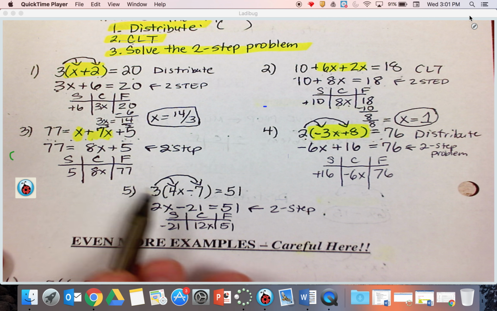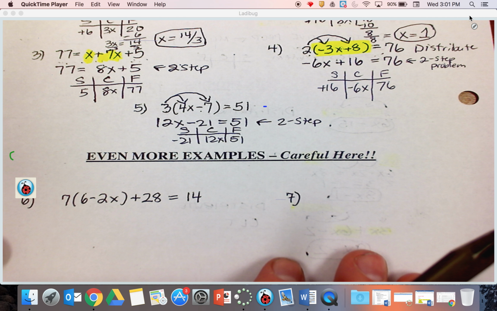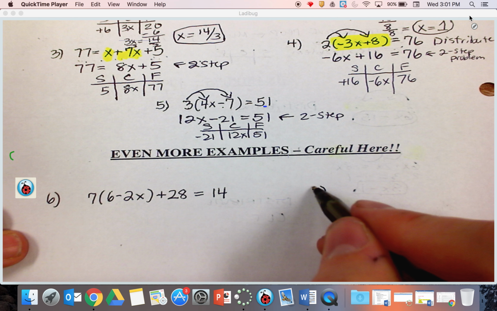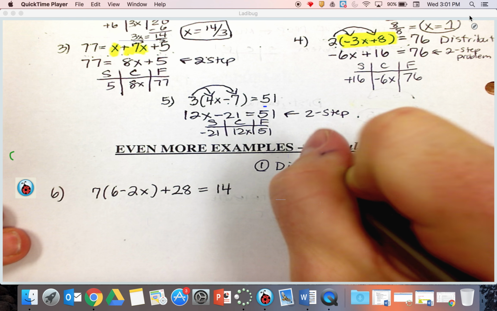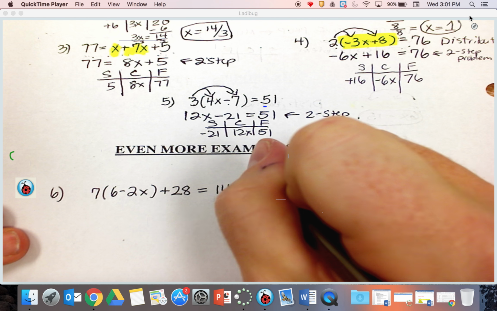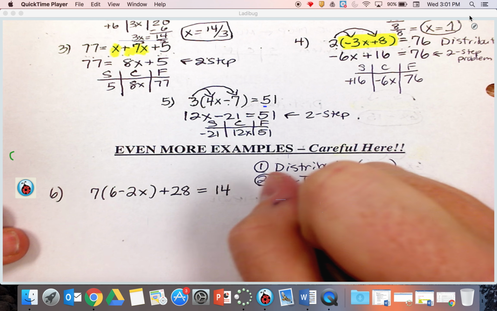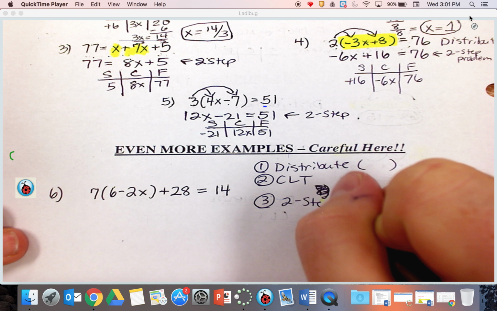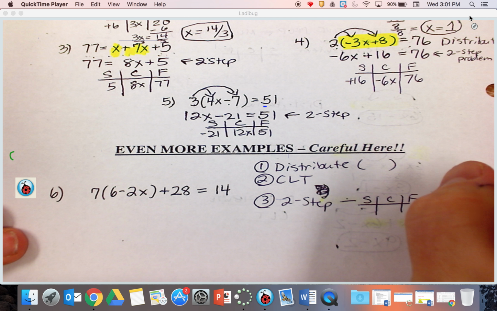Call me over and check these when you get done with your two-step problem. It's how you work there as you go. Okay? I have one last example I'm going to leave you with. Okay? Remember your steps on this one. 1, distribute. Parentheses. 2, combine like terms. 3, two-step problem, which is your start, change, and finish.